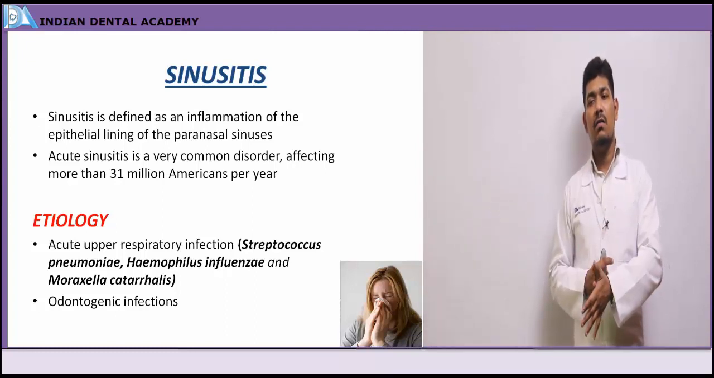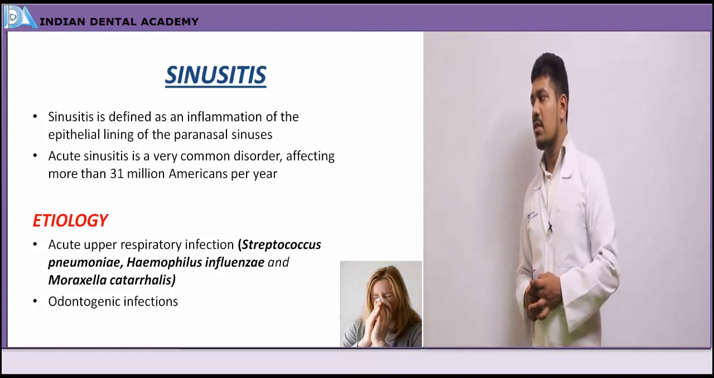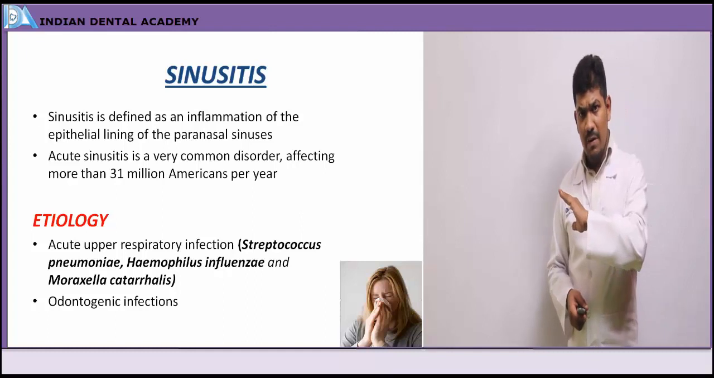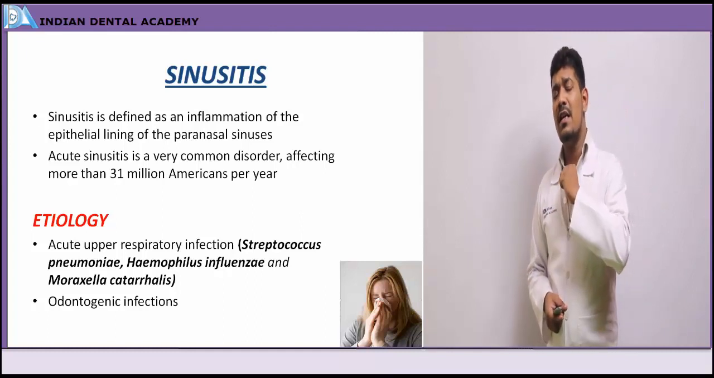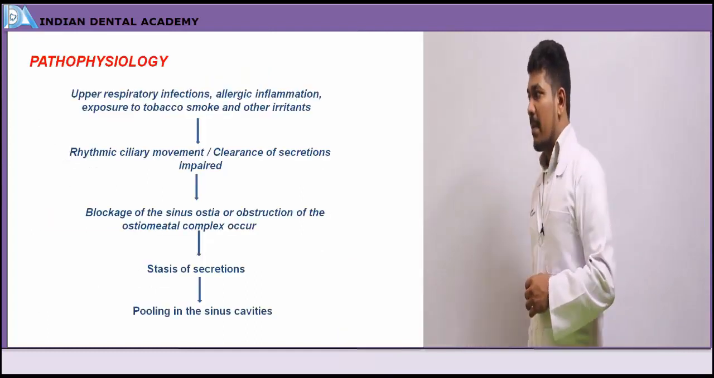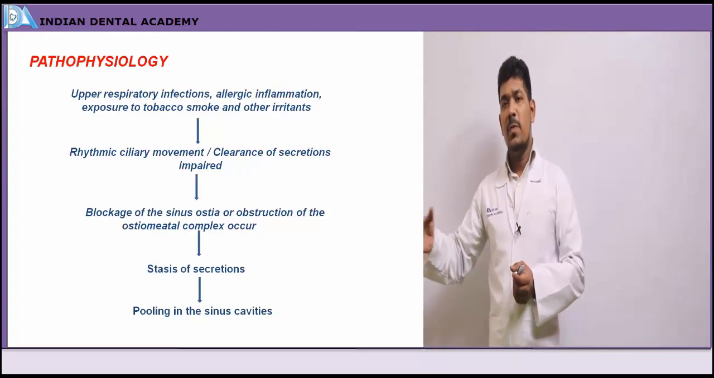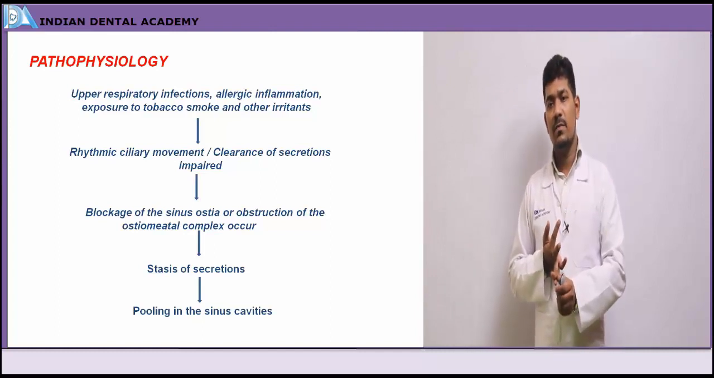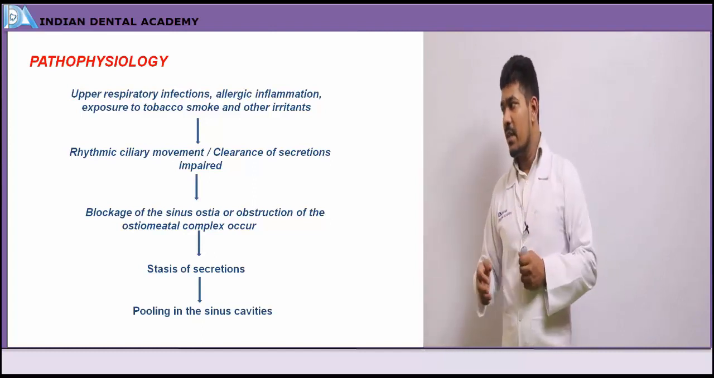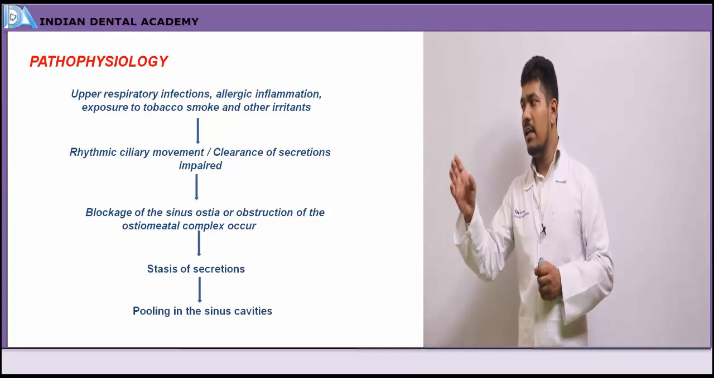The main criminal over here is a Streptococcus species, apart from others such as H. influenzae or Moraxella, and any kind of odontogenic infection will directly result in sinusitis, or there is a high probability of odontogenic infections spreading into the sinus spaces. Now, the pathophysiology is very simple. Whenever there are any upper respiratory infections, odontogenic infections, or any kind of allergic irritants taken in, there is a direct disturbance of the ciliary movement and the clearance of the secretions.